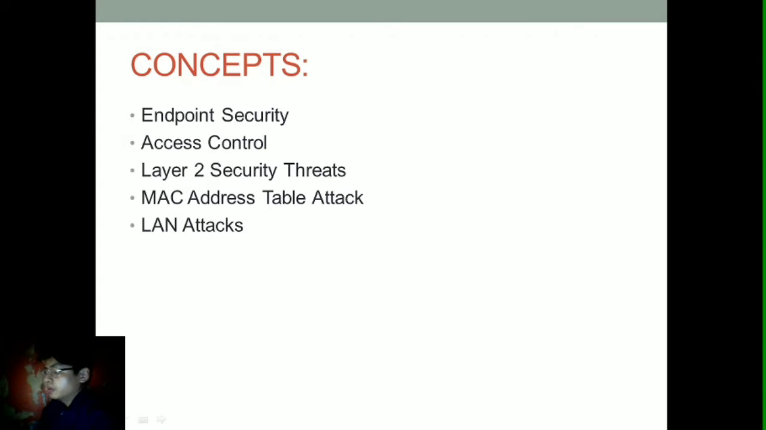And when there is an attack, of course, there is a mitigation to prevent the attacks or the attackers. The attack mitigations are port security, DHCP snooping, dynamic ARP inspection, or what we call the DAI, and IP source guard, or IPSG.